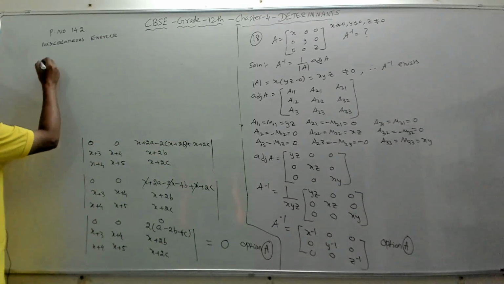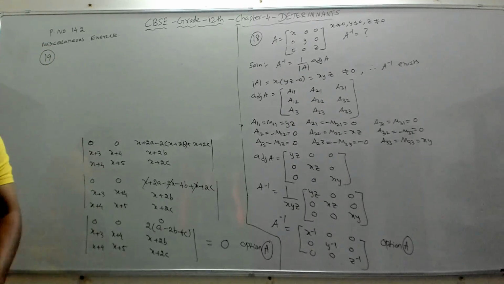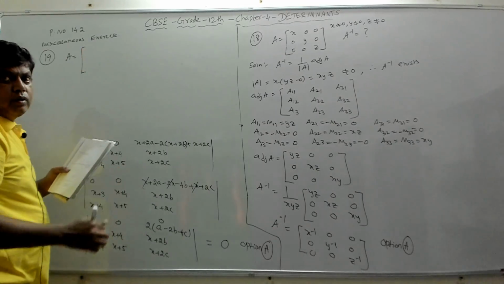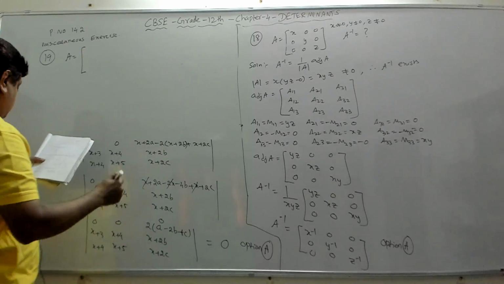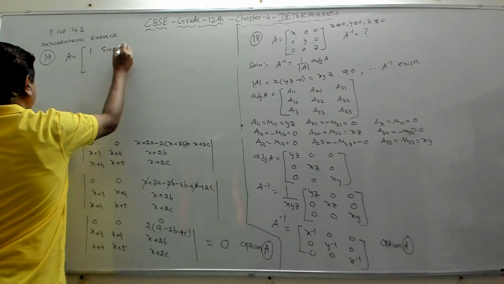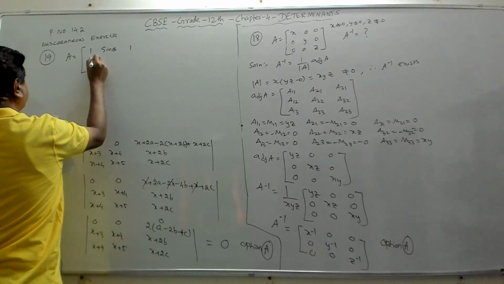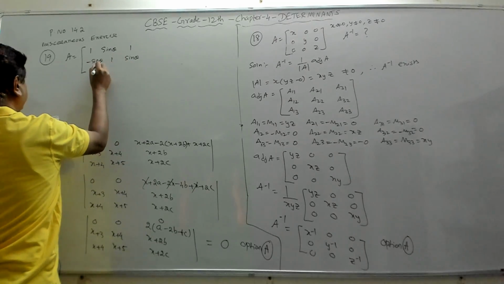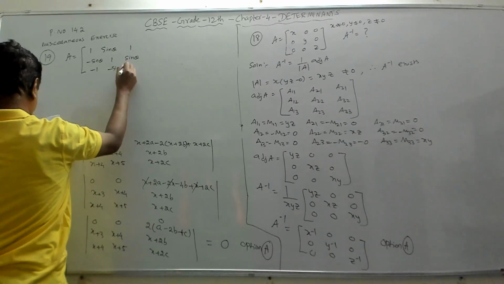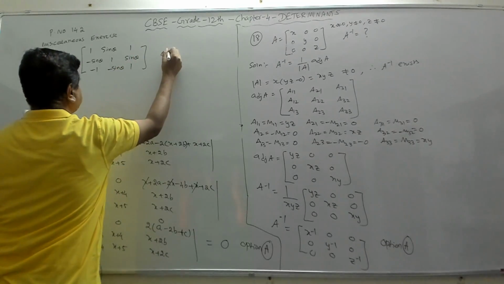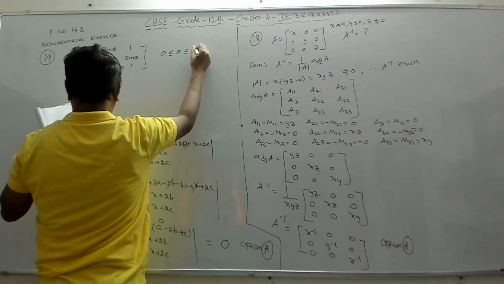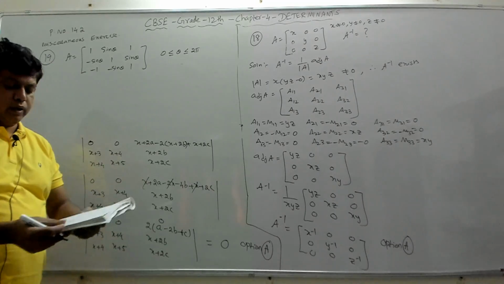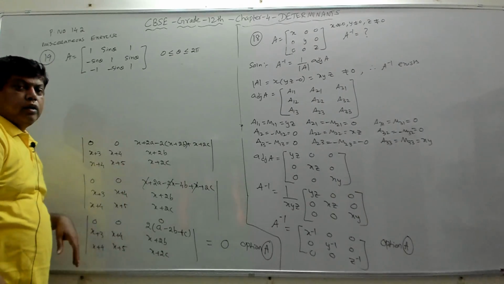Fine. So, the 19th problem is: a matrix A is given, which is [1, sin theta, 1; minus sin theta, 1, sin theta; minus 1, minus sin theta, 1], where theta lies between 0 and 2 pi. Then we have to choose which values the determinant of A lies between. We have to choose the right answer.